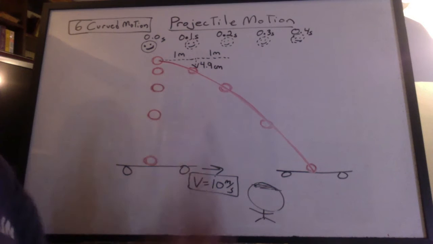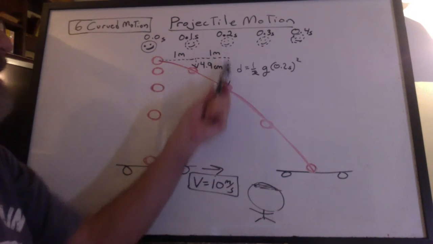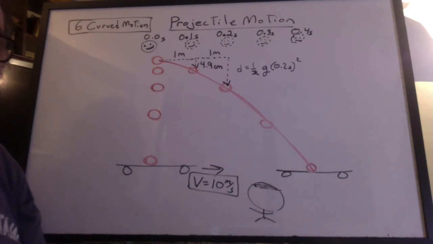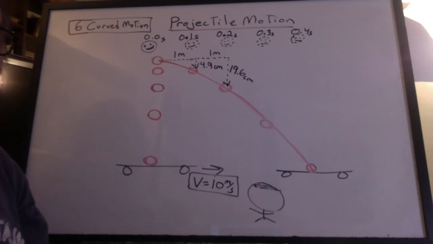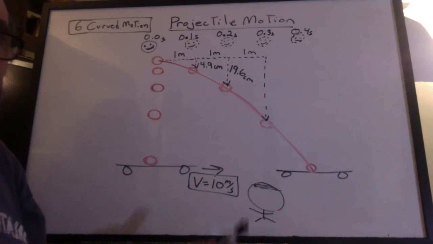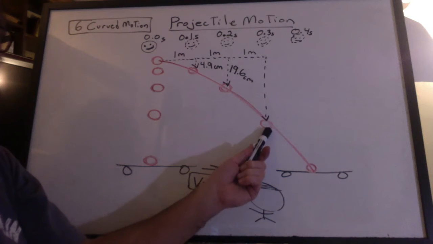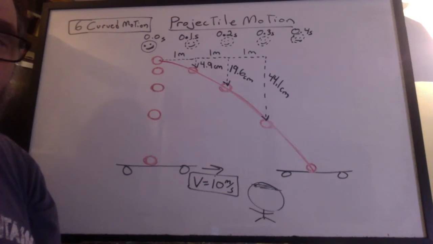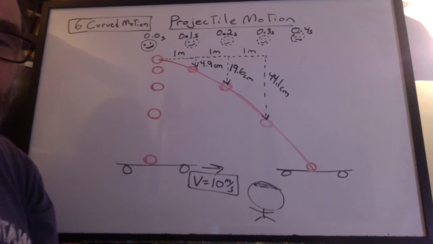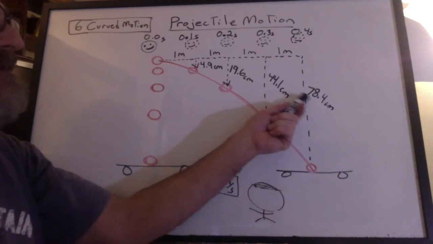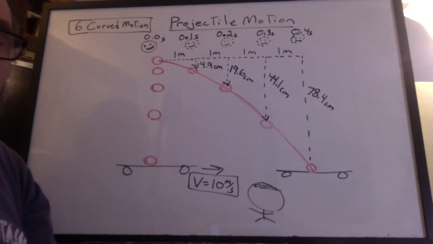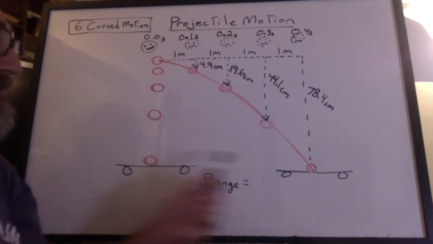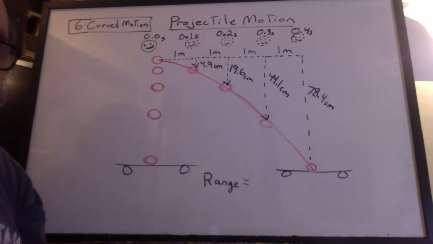Now we go another meter. And the ball has fallen for 0.2 seconds. That's 19.6 centimeters. You get the idea. Now calculate how far it fell. 44.1 centimeters. And lastly, we get 78.4 centimeters. We call this distance the range.